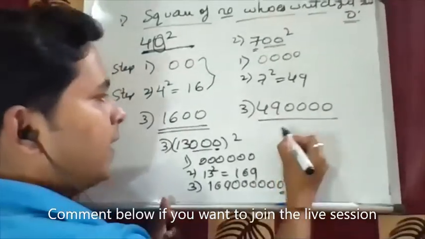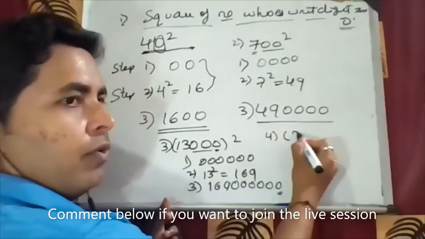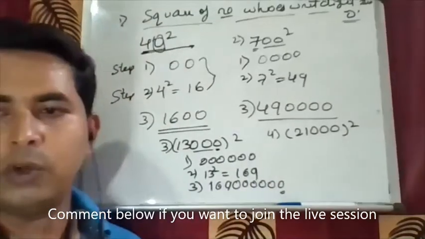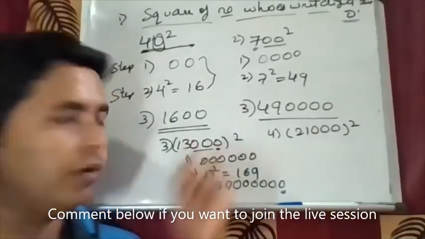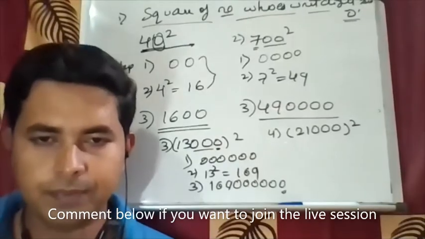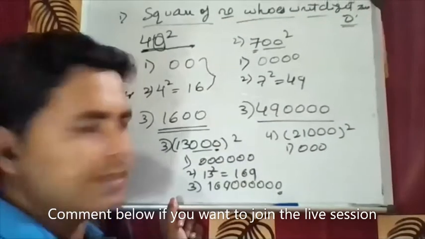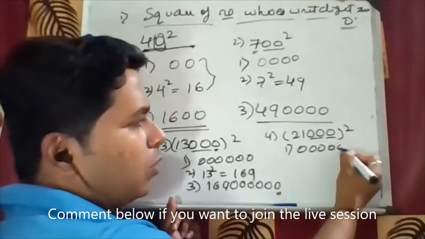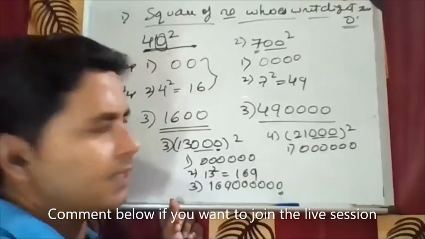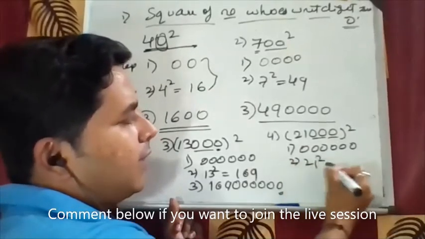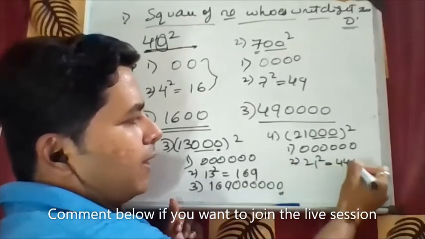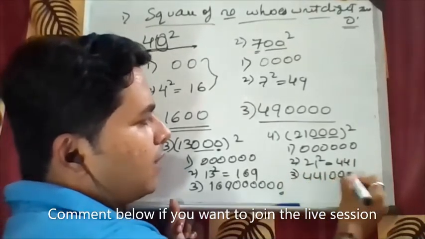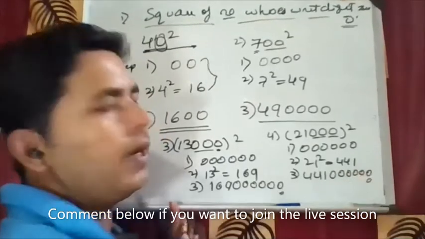Okay, now you tell me what will be the square value of 21,000. In this example, how many zeros? 3 zeros are there. Make a double of those zeros. 3 zeros will become 6. And I know 21 square is 441. So I'll combine the value 441 and 6 zeros. So this is your answer.